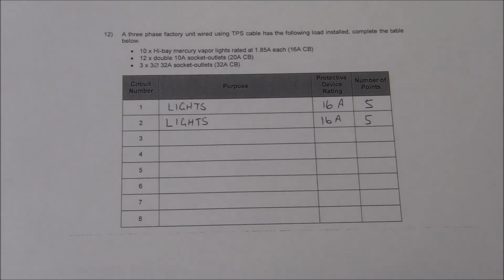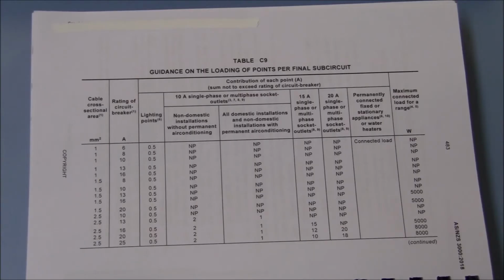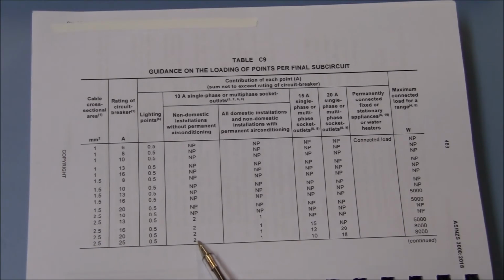Next, we'll continue on with the double 10 amp socket outlets. Table C9 will be our next reference. A quick look at table C9, and we know that we've been allocated a 20 amp circuit breaker. We'll assume a 2.5mm conductor, as that is the minimum size for a socket outlet. And we'll come across to the table and look for the appropriate column to see which one interests us.